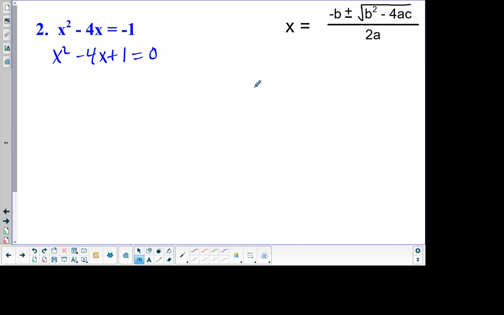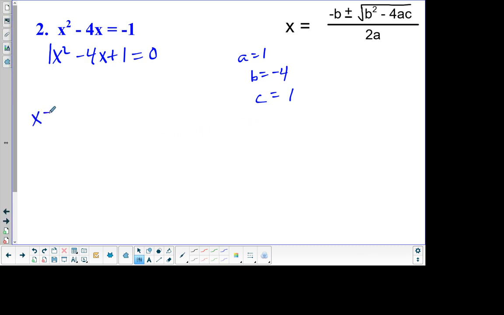So what's the a value? 1. There's no coefficient with the x squared. That's the same as 1x squared. So a is 1. What's b? Negative 4. And then c is 1 because of the plus 1 right there. So now you have your values. Now we just need to substitute into the quadratic formula.